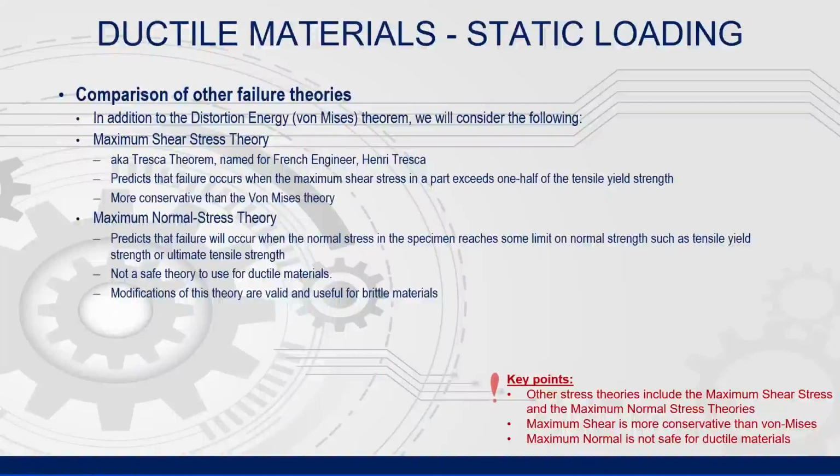Besides the von Mises stress, two other failure theorems to consider are the maximum shear stress theory and the maximum normal stress theory. Primarily, these are for academic reasons in their consideration. The maximum shear stress theory is more conservative than the von Mises theory, whereas the maximum normal stress theory is not safe to use with ductile materials.